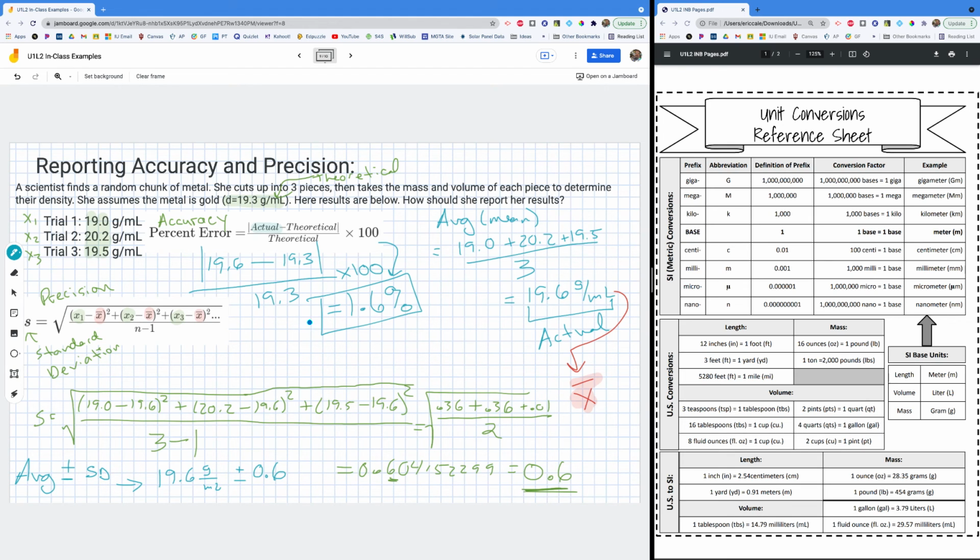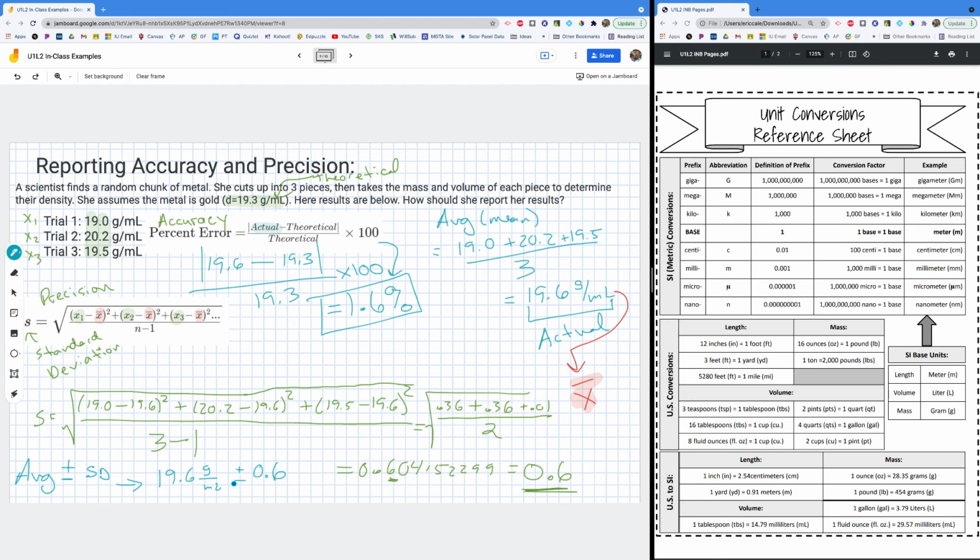So when the scientist reports her answer, she's saying, I measured the density of this piece of whatever it happens to be, maybe it's gold, maybe it's not, with a 1.6% accuracy, or 1.6% error, rather. I was 1.6 away from the actual answer, or from the theoretical answer.